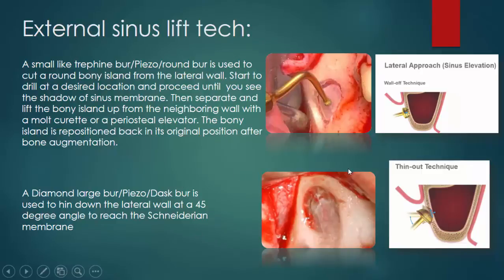Personally, I like the thin out technique because I like to see the membrane. I like to see the window completely. It gives me better visibility and makes it easier to manipulate the sinus membrane elevation, because when we have a small bone island in the center, it's hard to get access with the instrument and separate and elevate the membrane. Sometimes, of course, we need to shave down the island bone to get better accessibility with our hand instruments to do the sinus elevation. So I personally like to approach with the thin out technique.